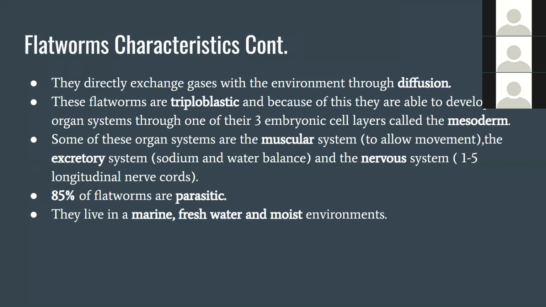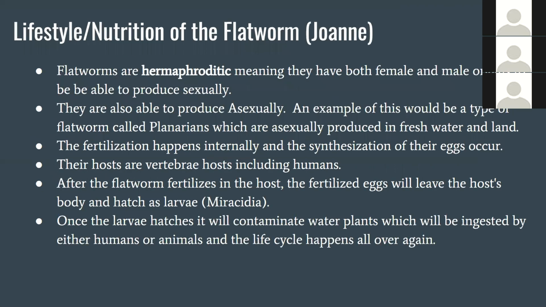Some of these organ systems are the muscular system to allow movement, the excretory system to help with sodium and water balance, and the nervous system. Also, 85% of flatworms are parasitic, and they live in marine, freshwater, and moist environments.